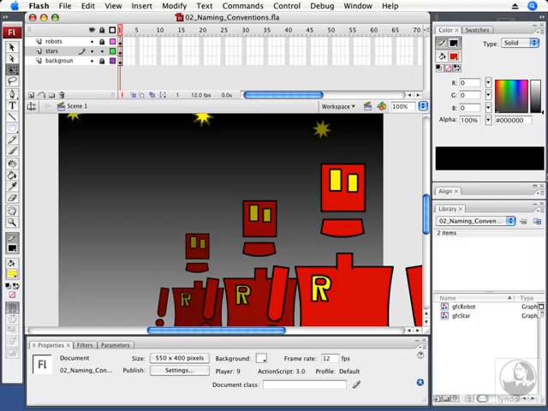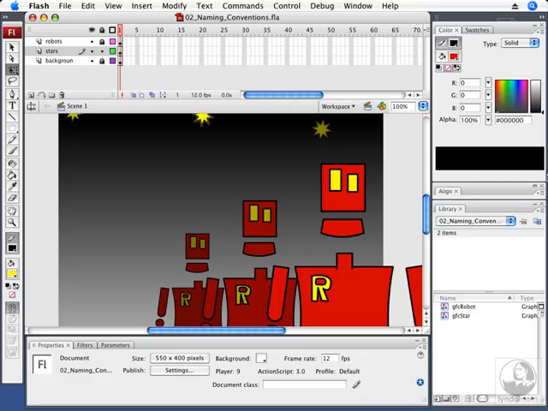Now we'll talk briefly about symbol naming conventions. When you're working with symbols, it's very important that you give your symbols intuitive names. If you're following along, I'm working in o2_naming_conventions.fla in the Chapter 6 folder in the Exercise Files folder.